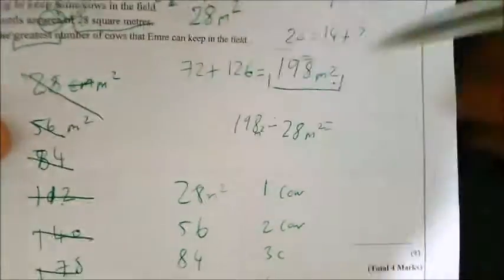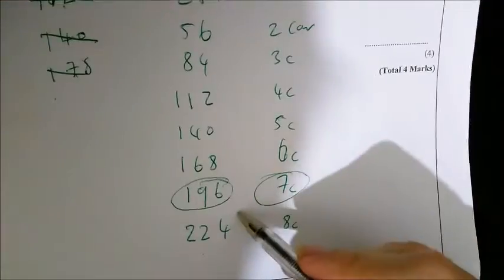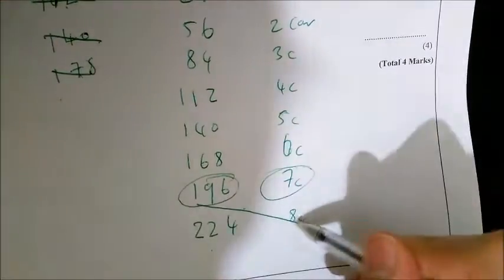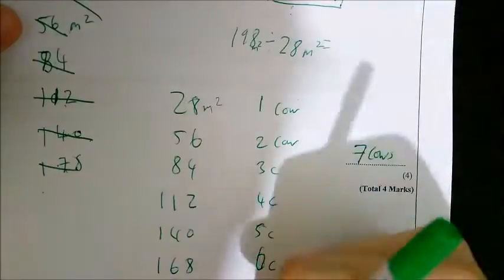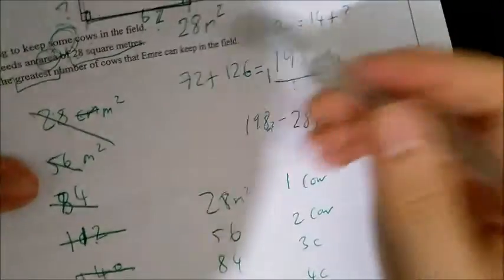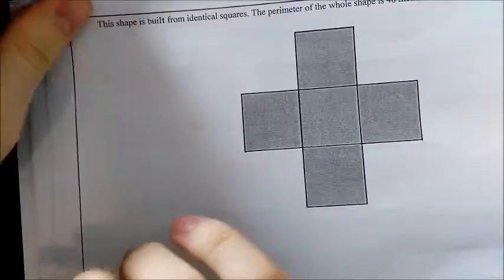I've got 198 meters squared, so I know 7 cows can fit into that, because this is smaller. But I know 8 cows aren't going to have enough space, because they all need at least 28 square meters, so my answer is going to be 7 cows. Look at that. The final 2 marks, 28 times tables, after just randomly doing some guesswork. So it's really good. Have a go. I can't emphasize that. The more you have a go, the more likely you're going to get it.